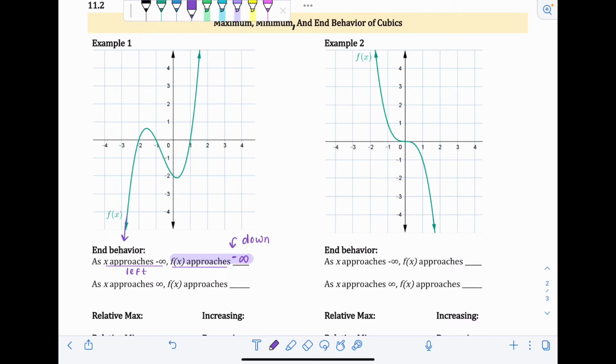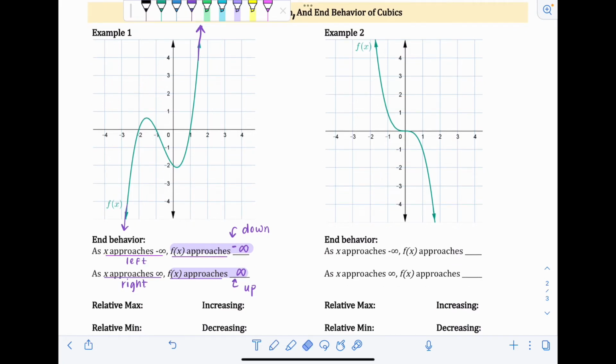And then for the second line, as x approaches infinity, that means the x values are getting bigger. So that happens on the right side of our graph. The right side is finishing upward. So if the right side is finishing upward, that means f of x is approaching positive infinity. f of x approaching positive infinity means the y values, or f of x values, are getting bigger, and that happens as the graph goes up.